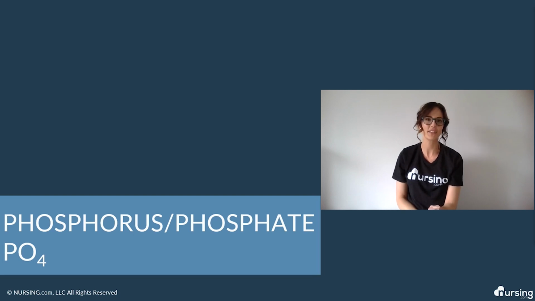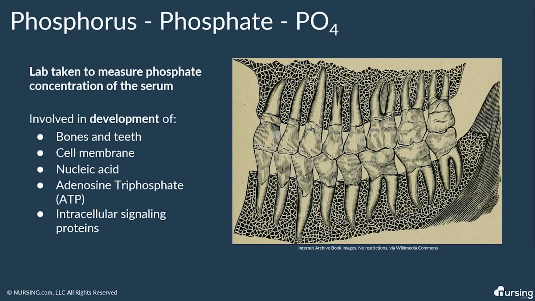This lesson covers the lab value for phosphorus. We'll talk about the normal lab value and conditions in the clinical picture that would cause increased and decreased values. Let's dive in. Phosphorus, or phosphate lab, abbreviated as PO4, is a lab that's taken to measure phosphate concentration in the serum.